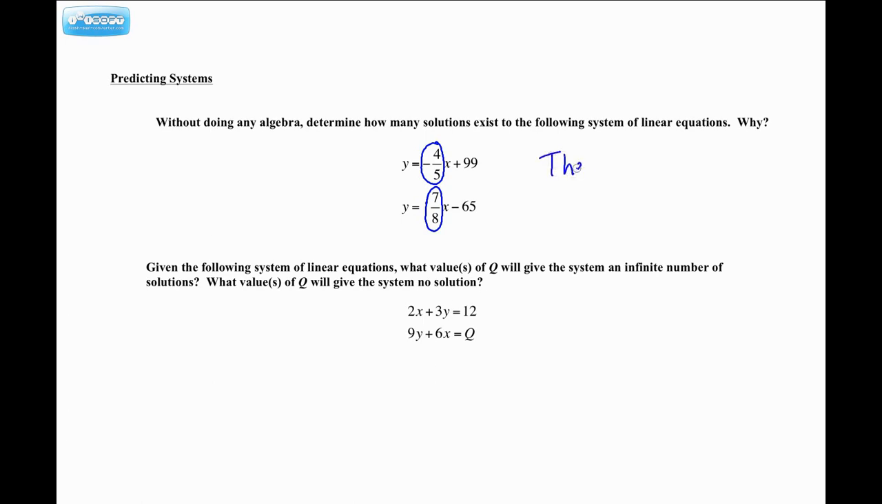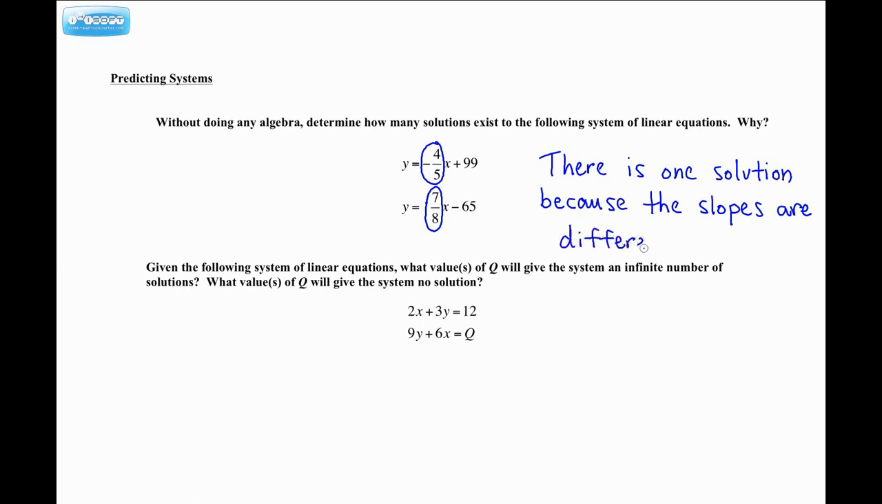There is one solution, i.e. one point of intersection. Okay, why? Well, because the slopes are different. They can't be parallel, which means they have to cross somewhere. So there we go. Pretty simple.